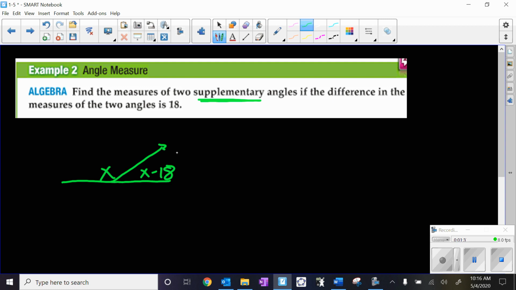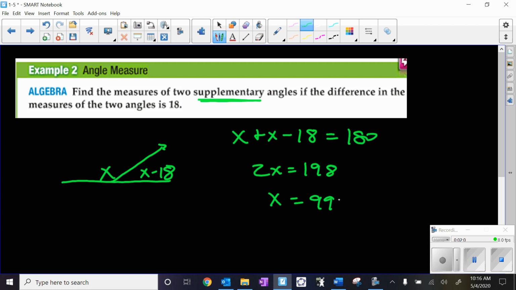We can create an equation out of this. Both angles add together to equal 180. There's my equation. x and x is 2x. If I add over 18, that's going to get me 198. And then if I divide by 2, that's going to get me x equaling 99. And notice that that is one of the values. That's one of the angles.